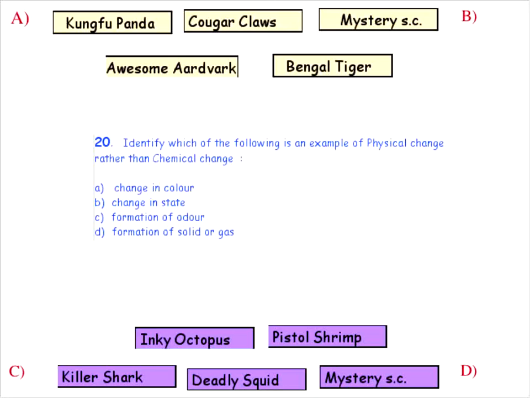Next question. Identify which of the following is an example of a physical change rather than a chemical. Okay, physical change, well, that would be a change of state, because you're not actually changing something chemically. Going from solid water to liquid water is not actually changing, it's still water. Whereas any one of the others, if you have a change of color, odor, or formation of solid or gas, something new is produced, and that's a chemical change.